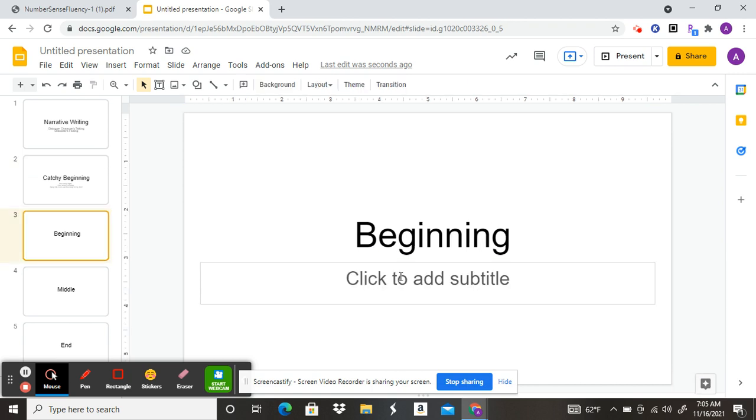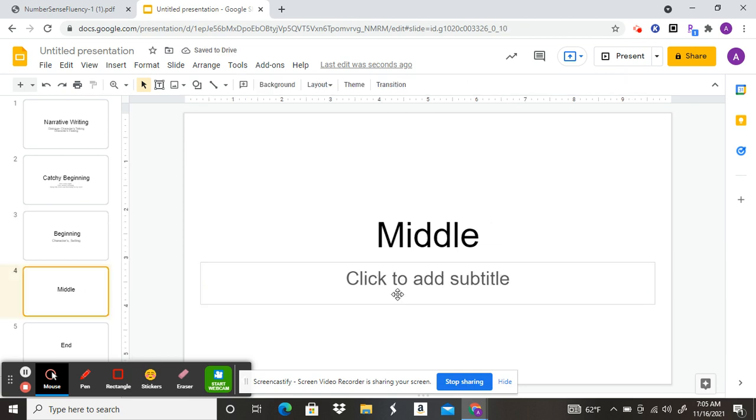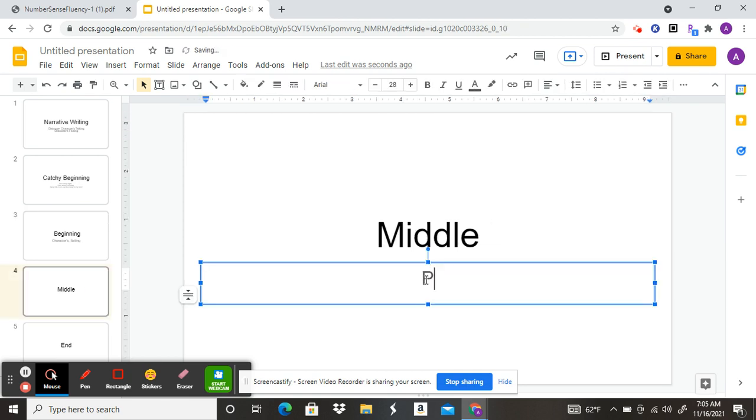Then you've got to have a beginning of the story. You've got to give me the characters in the story in this part and the setting. Okay? Once we get our beginning, we're going to move to the middle. There's going to have to be a problem. Remember, in our story, How Many Days to America, they had many problems.